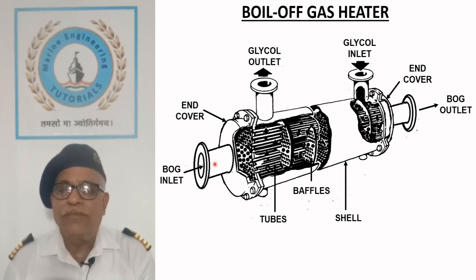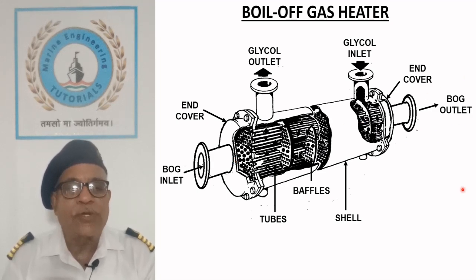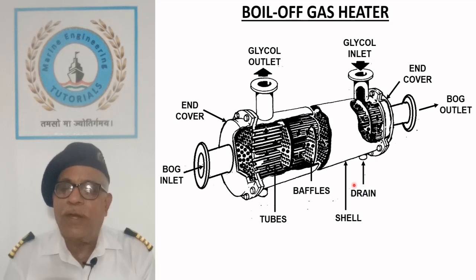Boil off gas enters the inlet end cover, passes through the tubes and leaves through the outlet connection. A drain connection is provided at the bottom of the shell for the maintenance purpose. This completes the study of surface and contact type heaters.